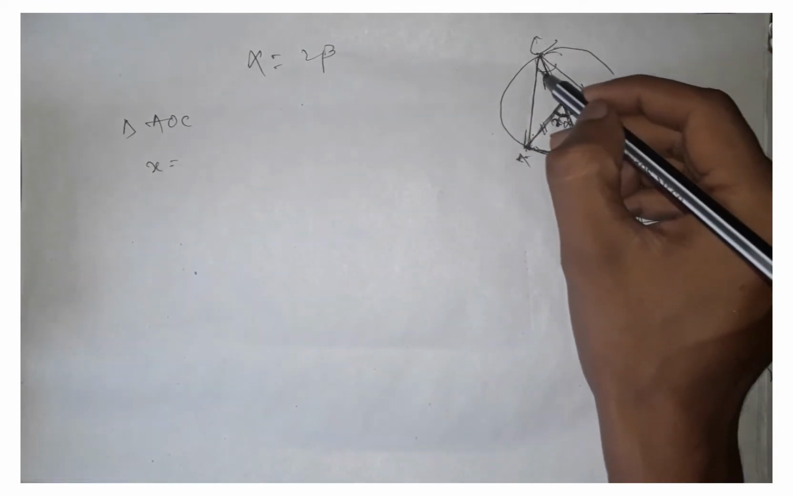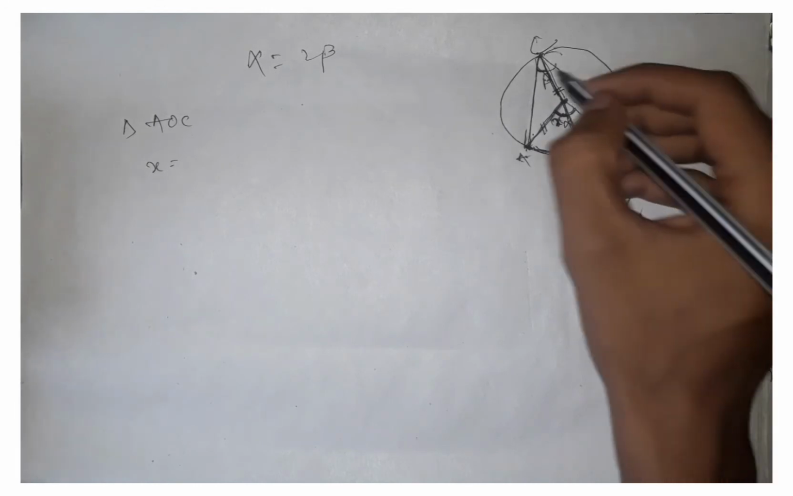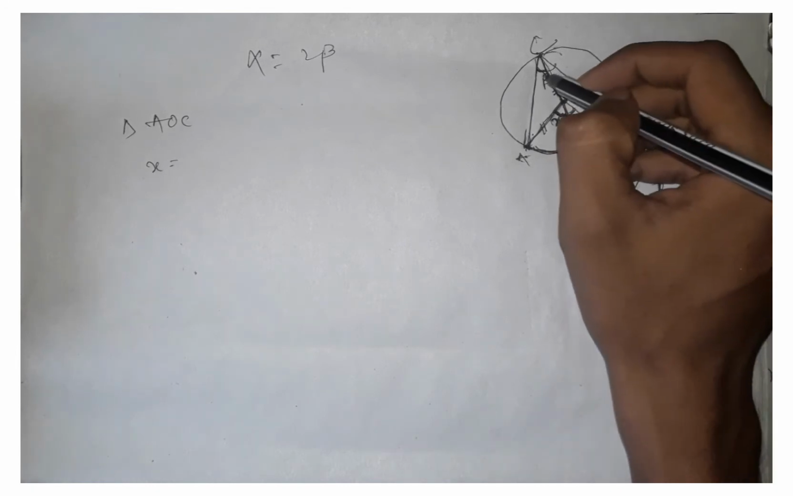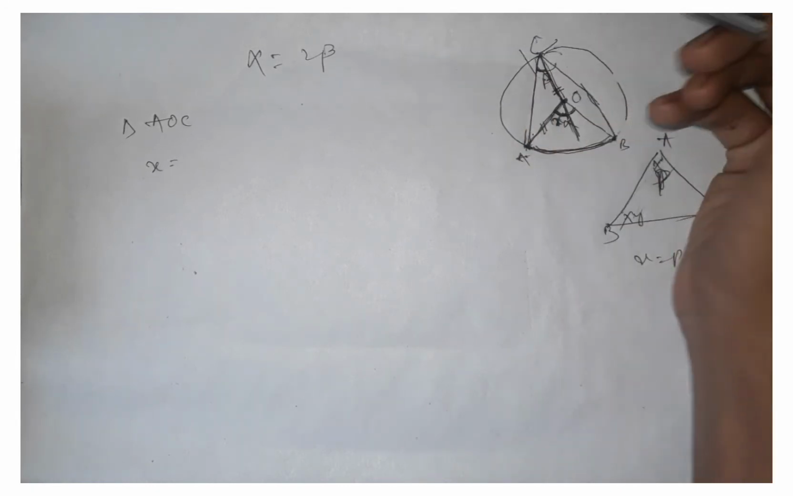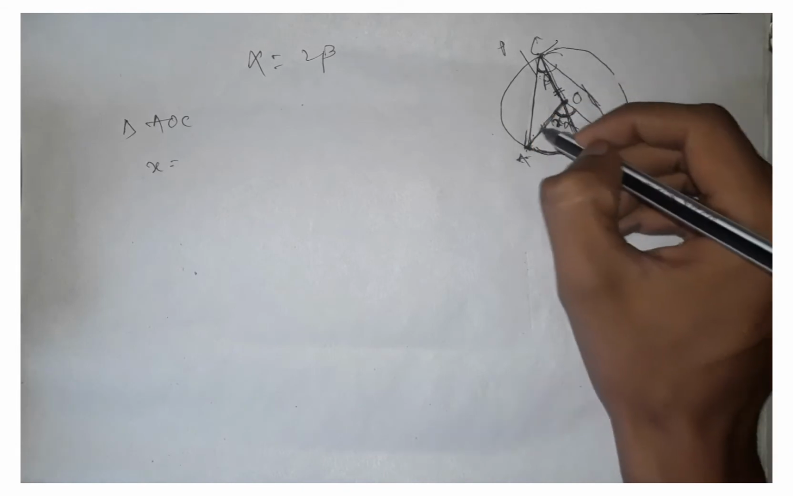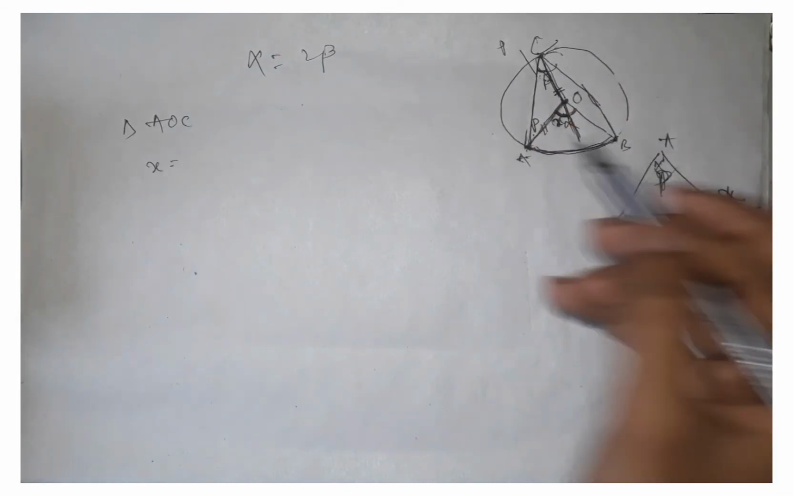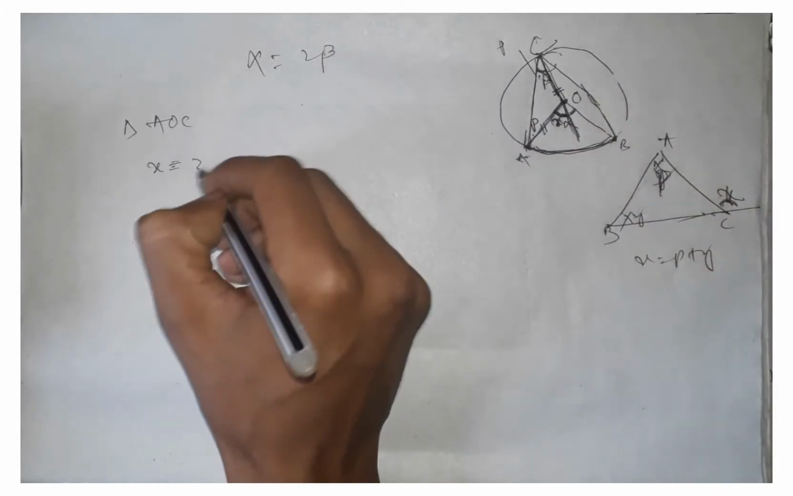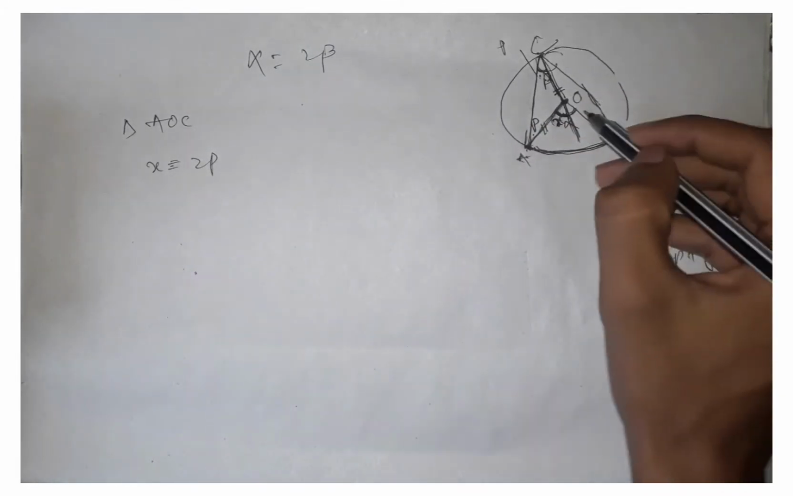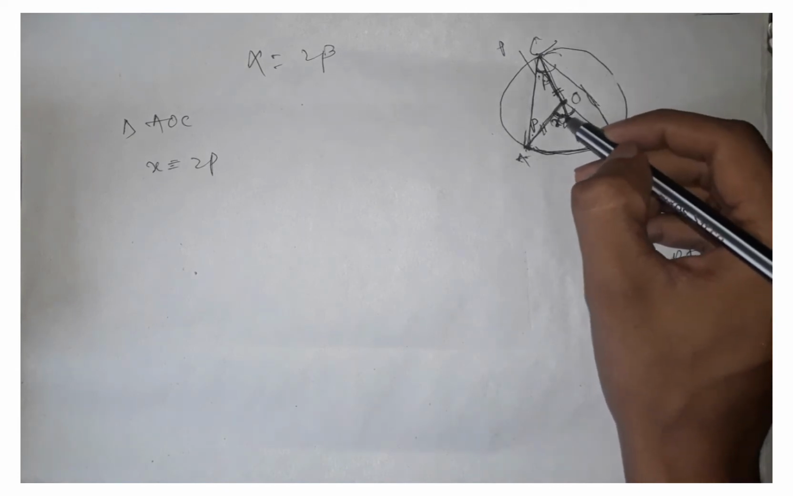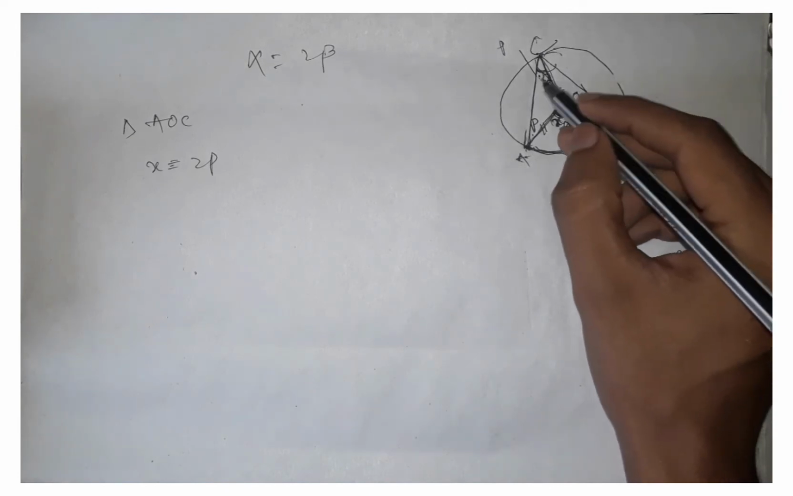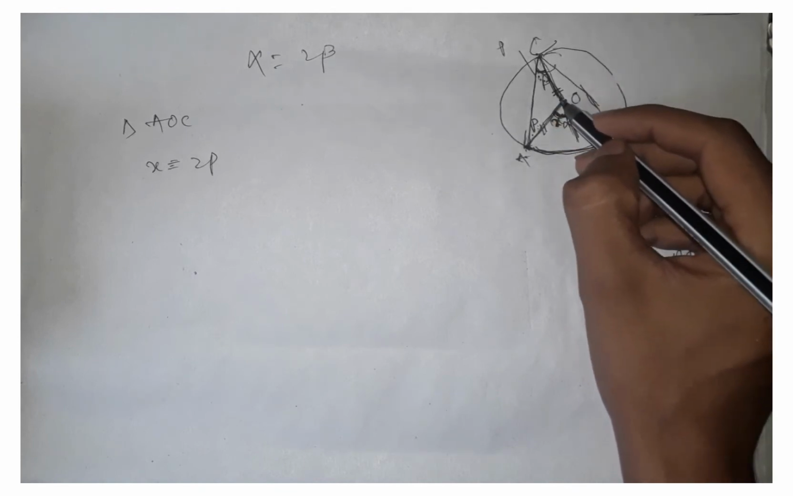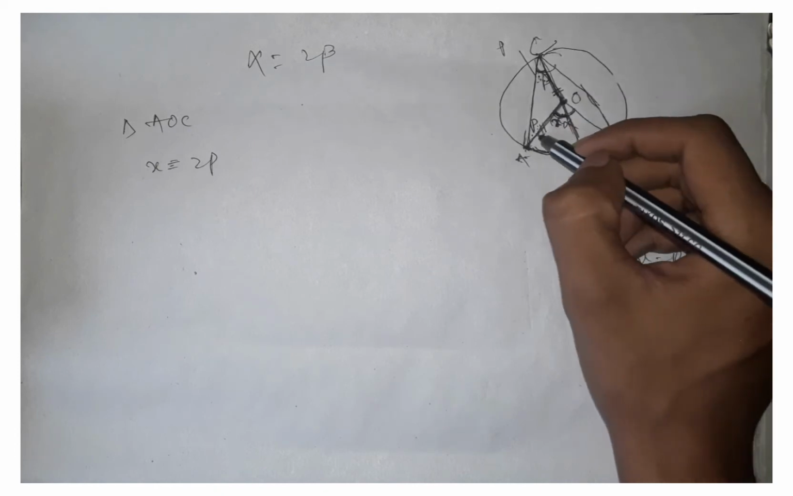That means if this angle, let's call this angle P, then this angle is also P. So x is equal to P plus P, 2 times P. Very simple. How did I do this? Because this is the exterior angle, this exterior angle is equal to this angle plus this angle, and this angle is equal to this angle, because OC is equal to OA. If this is P, then this is P.